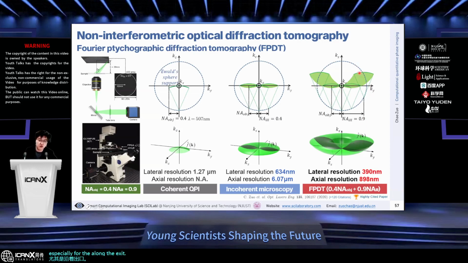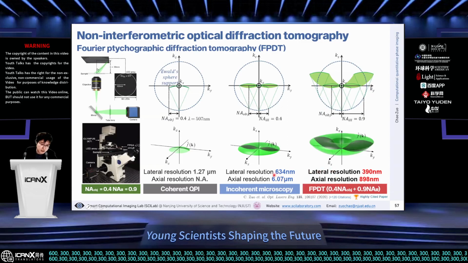You can see the XY resolution improves a lot by using a 10x 0.4 NA objective lens. The lateral resolution improves from 634 nanometers to 319 nanometers compared with the current microscope, but you can see the axial resolution improves significantly, even more than the lateral resolution, from around 6 micrometers to around 900 nanometers.